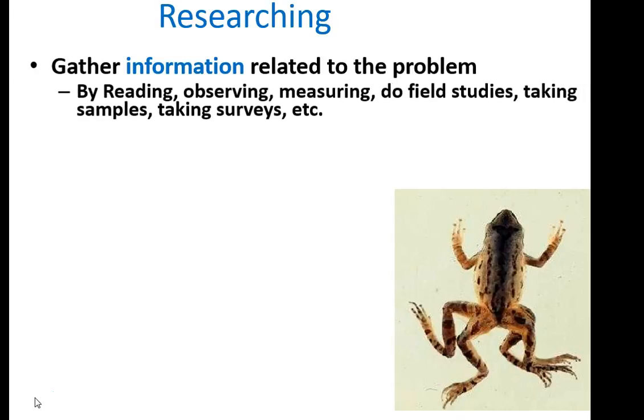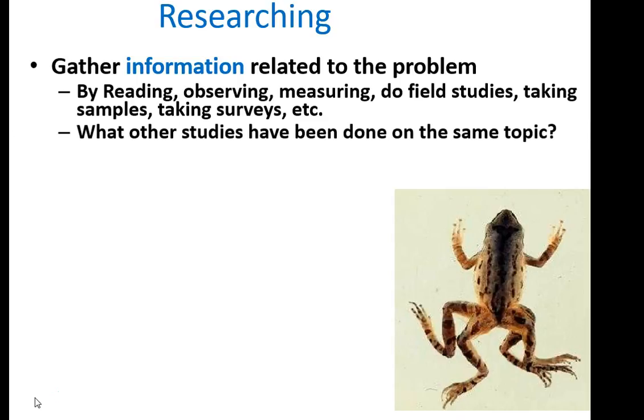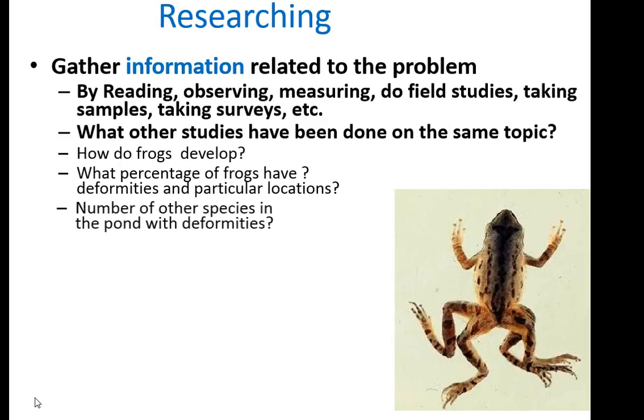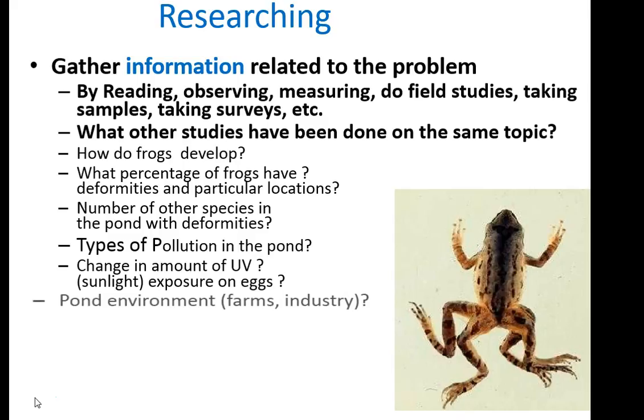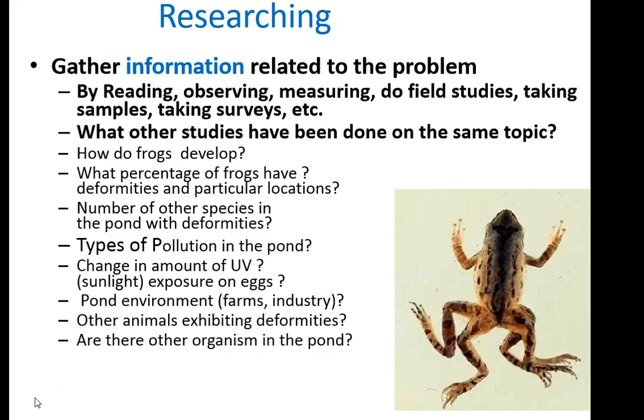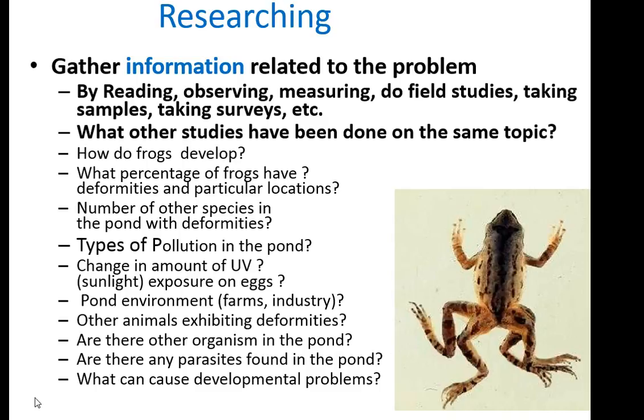Read, observe, measure, do some field studies, take samples, take surveys. What have other studies done on the same topic? How do frogs develop? What percentage of frogs have these deformities in a particular location? Number of other species in the pond with deformities, types of pollution, change in the amount of ultraviolet rays, sunlight exposure on eggs, pond environment. Do other animals exhibit these deformities, or what can cause developmental problems?